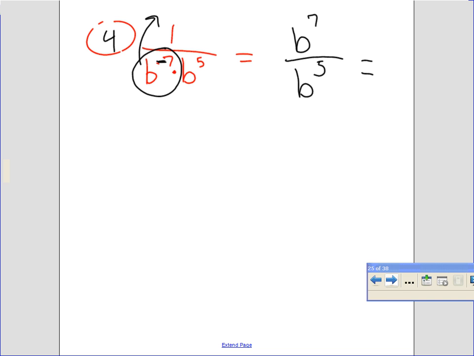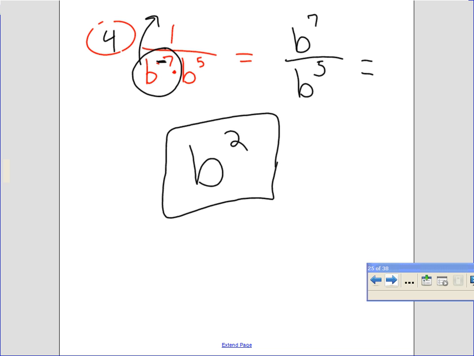Okay, and then Zach, when you're dividing same base, what do we do with exponents? Good, subtract them. So 7 minus 5 is 2. You get b to the 2nd. All right, give me a thumbs up, thumbs middle, thumbs down. How do you feel about those? Okay, any questions on the ones we've done? Do you guys feel like you're ready to try some on your own, or do you want to try some more? You guys ready for some on your own?